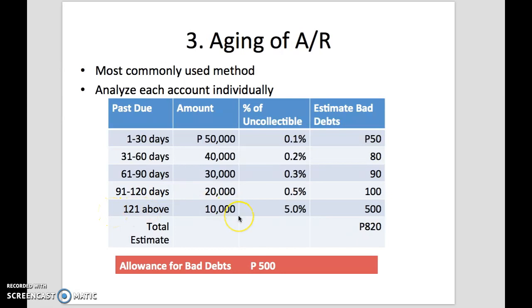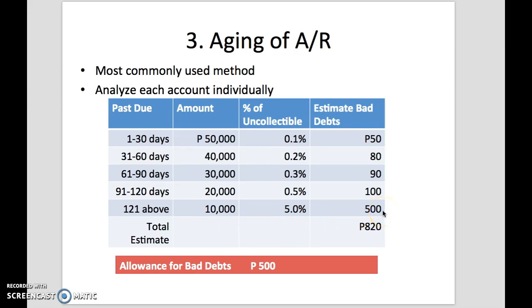So to go about this, the first step would be to multiply the amount by the percentage of uncollectibles. So that's 50,000 times 0.1%. That will give you 50 pesos. And then we do the same thing for the second row, 40,000 times 0.2%. We get 80 pesos. 30,000 pesos times 0.3% will give you 90 pesos. 20,000 times 0.5%, that will be 100. And 10,000 times 5% will give you 500.